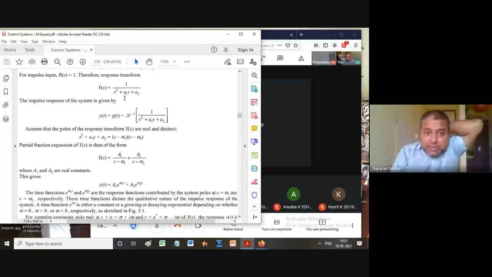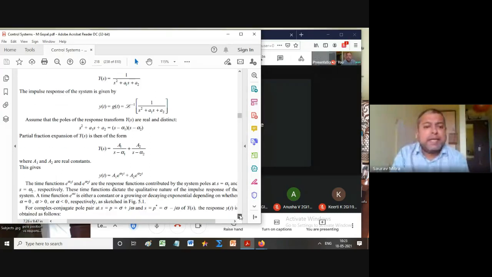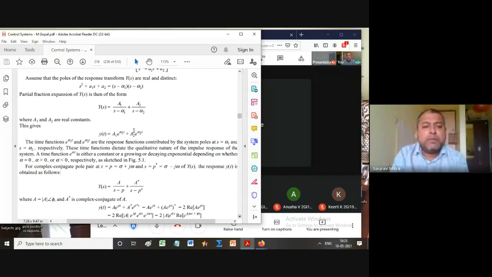Now they have taken a second order system, s square plus a1 s plus a2. Now it can have alpha 1 and alpha 2. So if we are just finding the roots, s square plus a1 s plus a2 is equal to 0 is the characteristic equation. In that case, finding the roots, (s minus alpha 1) and (s minus alpha 2), these are the two roots, and then Y(s) is equal to A1/(s minus alpha 1) plus A2/(s minus alpha 2). So y(t) is equal to A1 e raised to alpha 1 t plus A2 e raised to alpha 2 t.